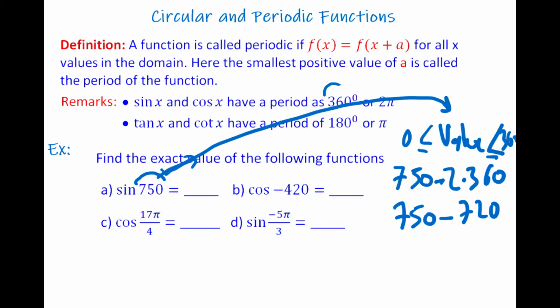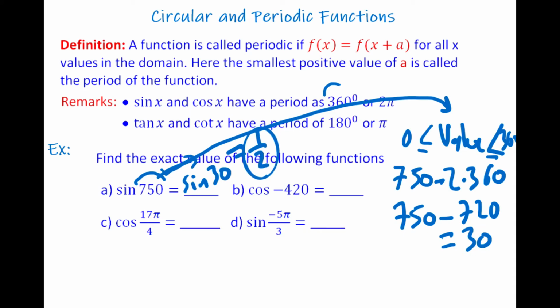So I can do it. And once you do it, we're going to have 30, guys. So that means sine 750 is actually sine 30, and we know that sine 30 is 1 divided by 2. So this is 1 divided by 2, guys.